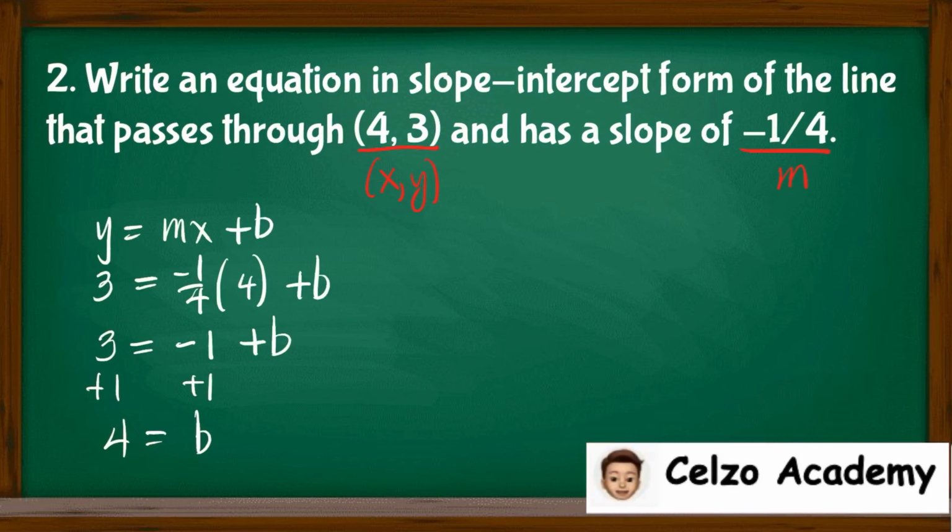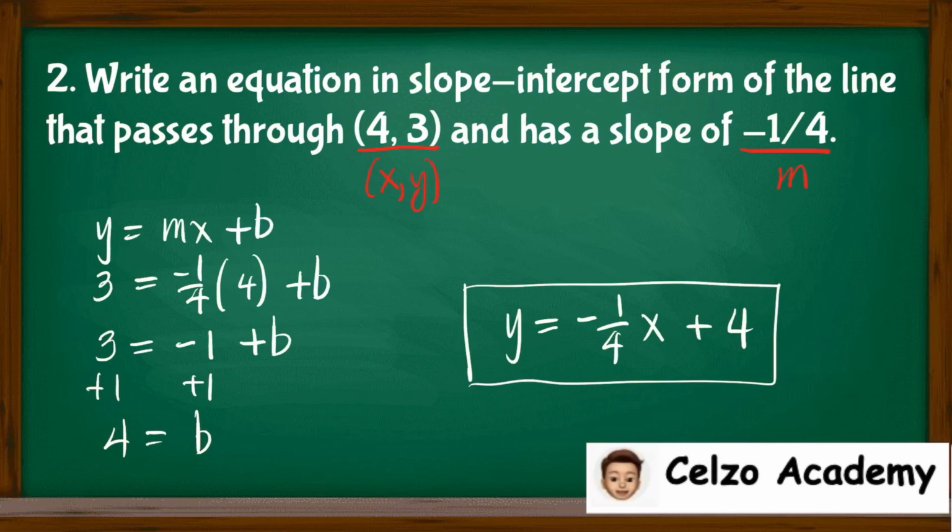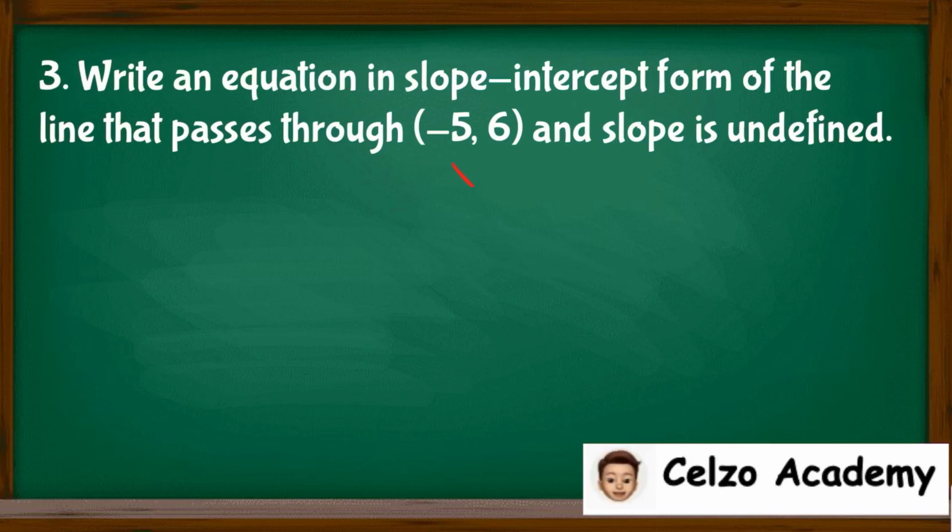So the equation of the line in slope-intercept form is y equals m, which is negative 1/4, x, plus the b value, which is 4. So y equals negative 1/4 x plus 4. Question number 3. (-5, 6) is the ordered pair or the point (x, y). And the slope is undefined, which means that we have a vertical line.